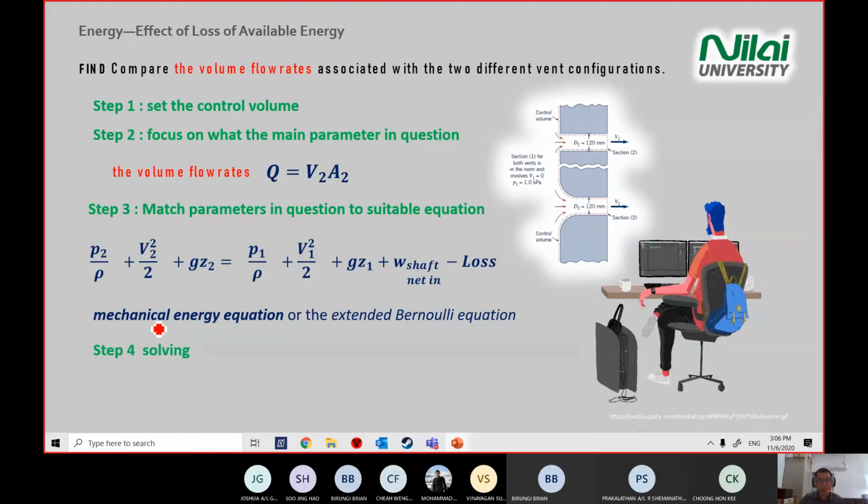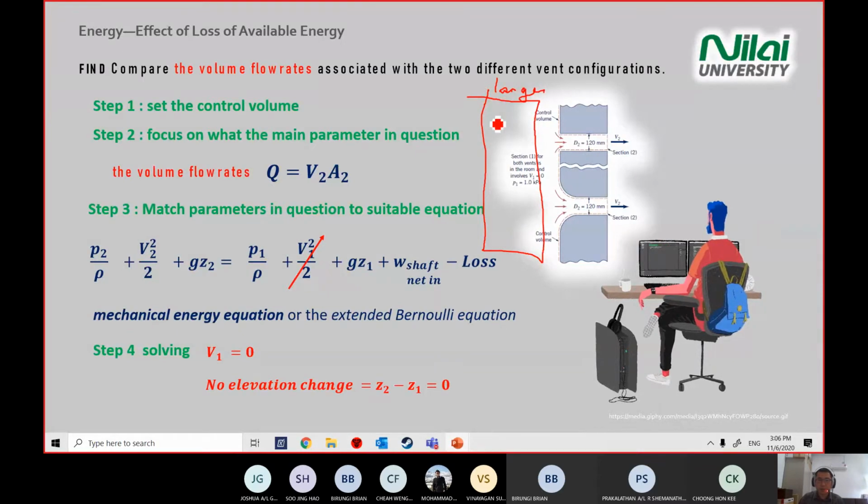Right, and we start to solve already. All right. Now V1 equals 0. Although in the question it does not say anything about V1, if you have a very large space in front of the inlet, very large space, the velocity at the input we will put as 0.